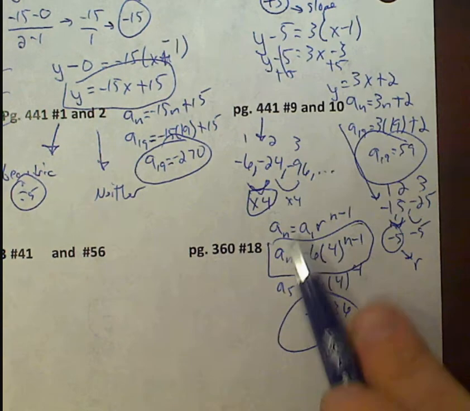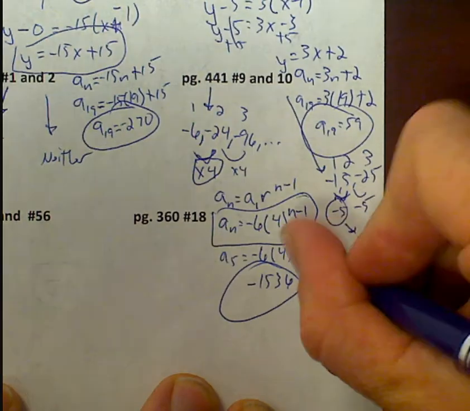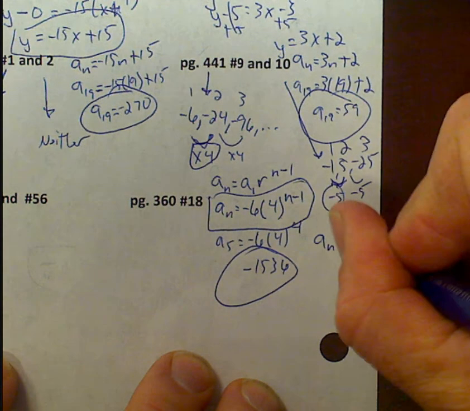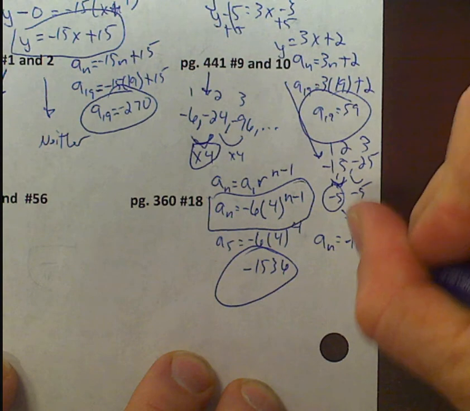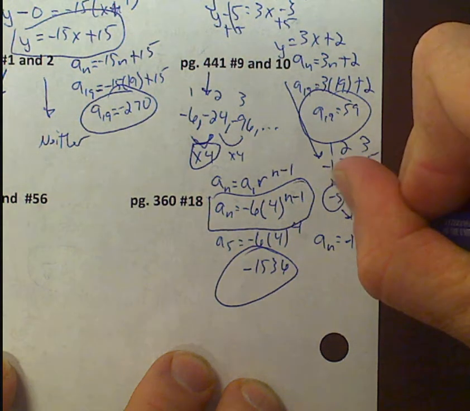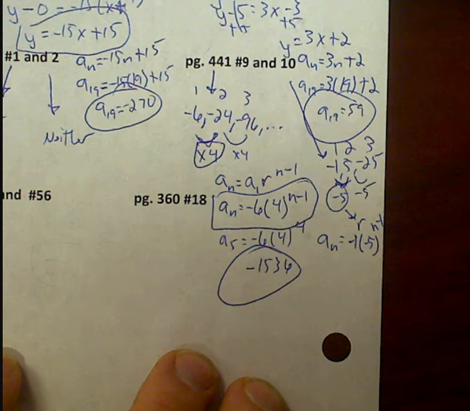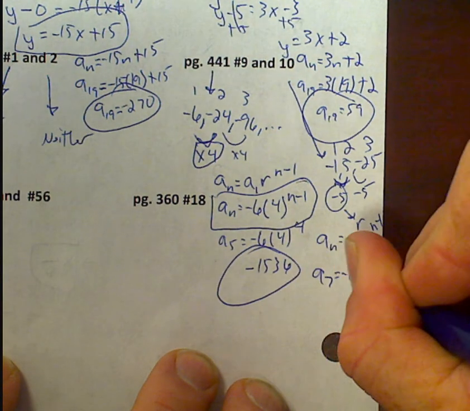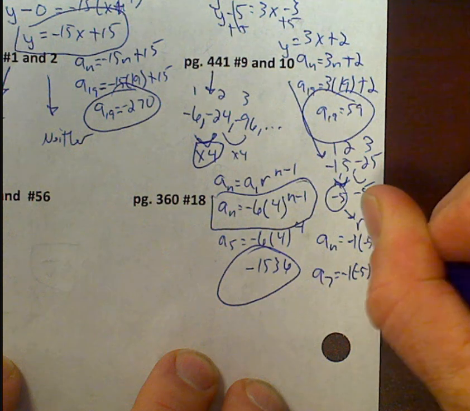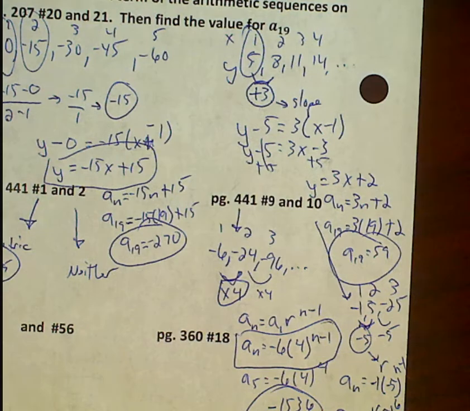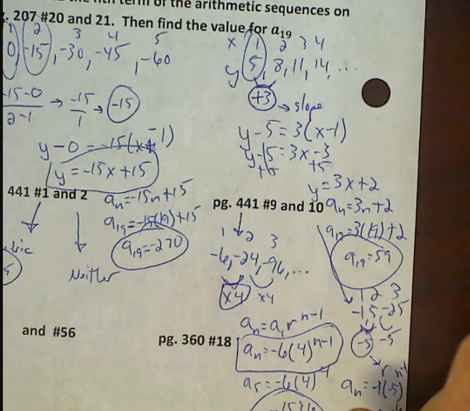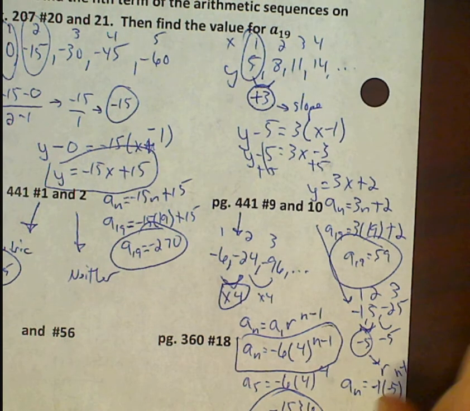So I need to use this formula. A sub n equals my first term, -1, times my ratio, -5, to the n minus 1. They say find the 7th term. So -1 times -5 raised to the 7 minus 1, which is 6. So -1 times -5 raised to the 6. That's -15625.